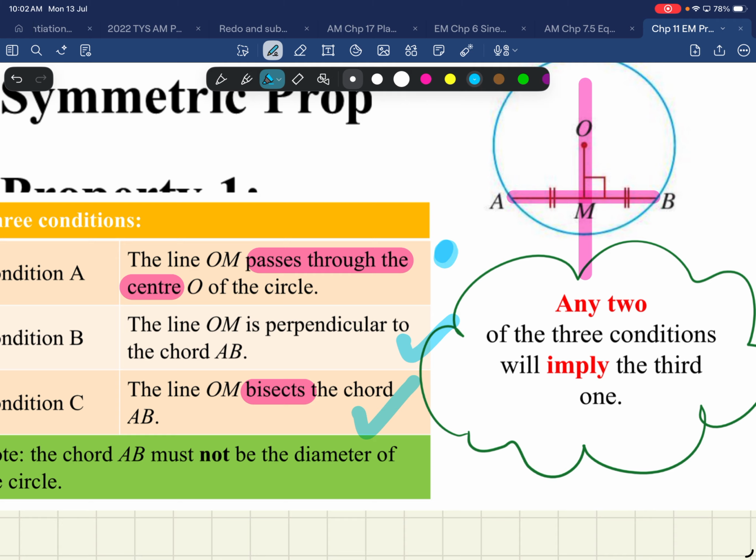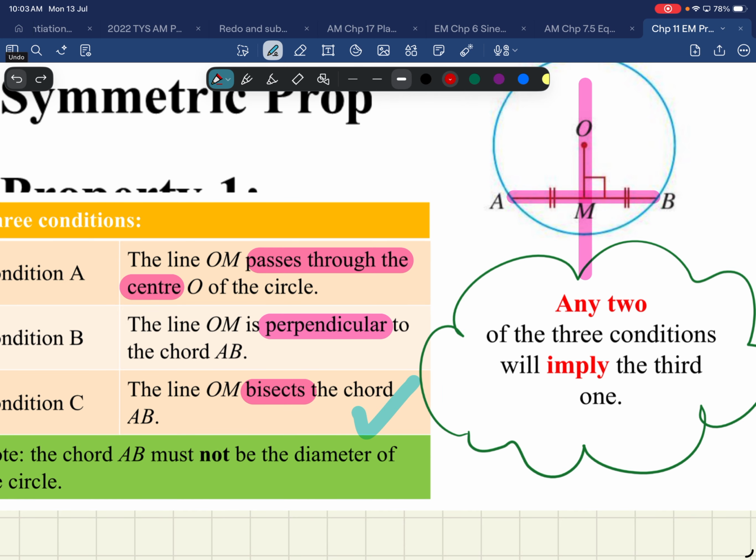Are you with me so far? Let's give you another configuration. Let's say I have a line OM that passes through the center and is perpendicular to AB. Then I can assume that it will cut it into equal halves. You know what I'm saying? As long as two out of three are told to you, are confirmed, you can assume the third thing is correct. This is a very important strategy.